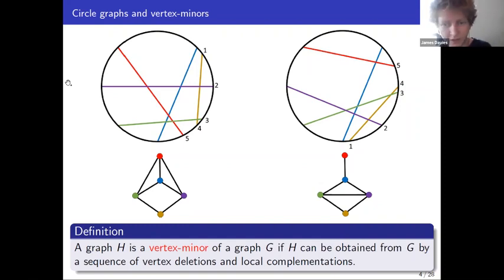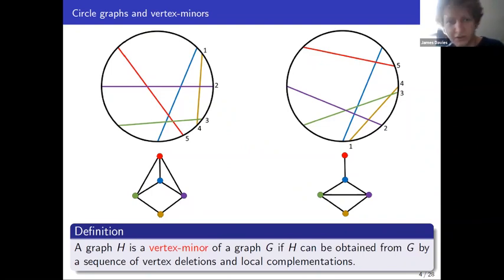So I introduced vertex minors, perhaps being a little brave in motivating circle graphs with vertex minors, because these are an unusual thing and normally it goes the other way around, with circle graphs motivating vertex minors. But I think there are a couple of really striking theorems for vertex minors that show that this graph class is important.